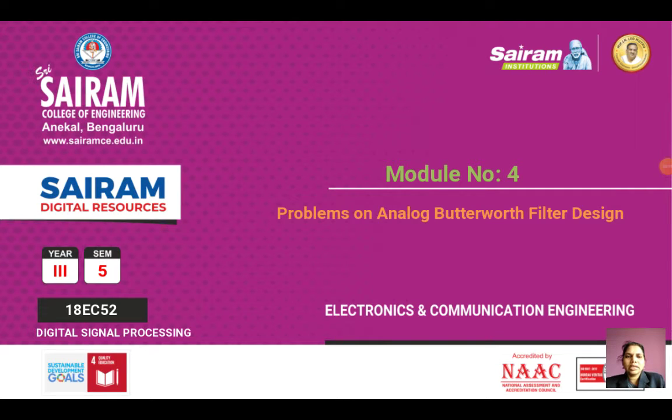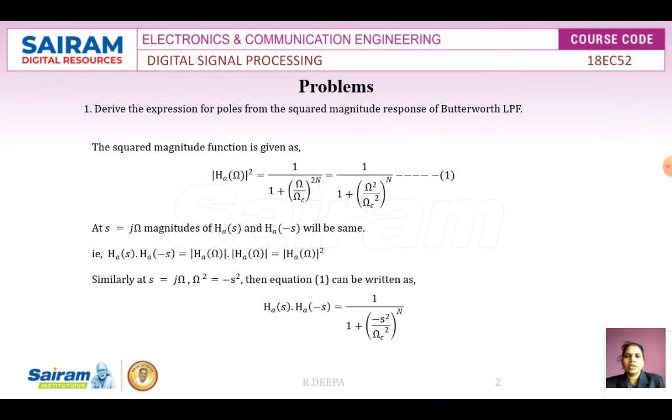Good morning students. In today's class we are going to learn problems based on analog Butterworth filter design. So let us have a problem statement. Derive the expression for poles from the squared magnitude response of a Butterworth low pass filter.